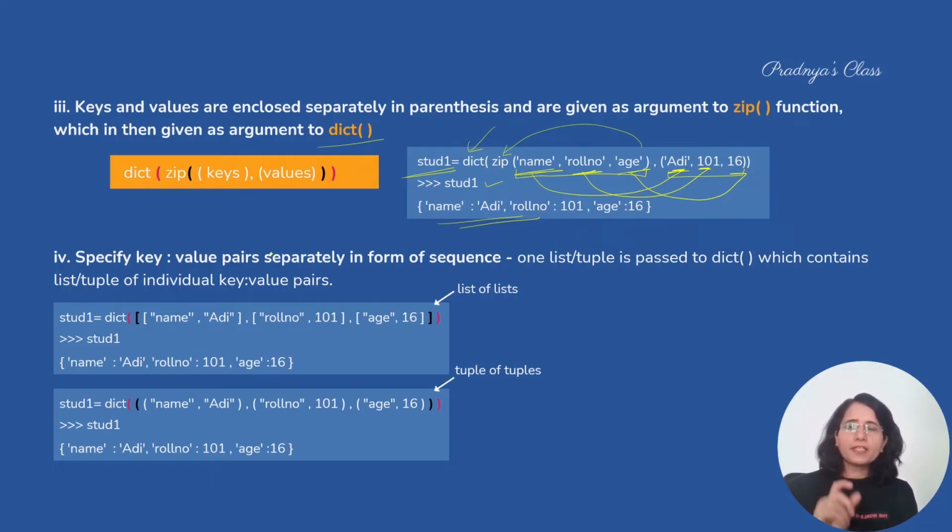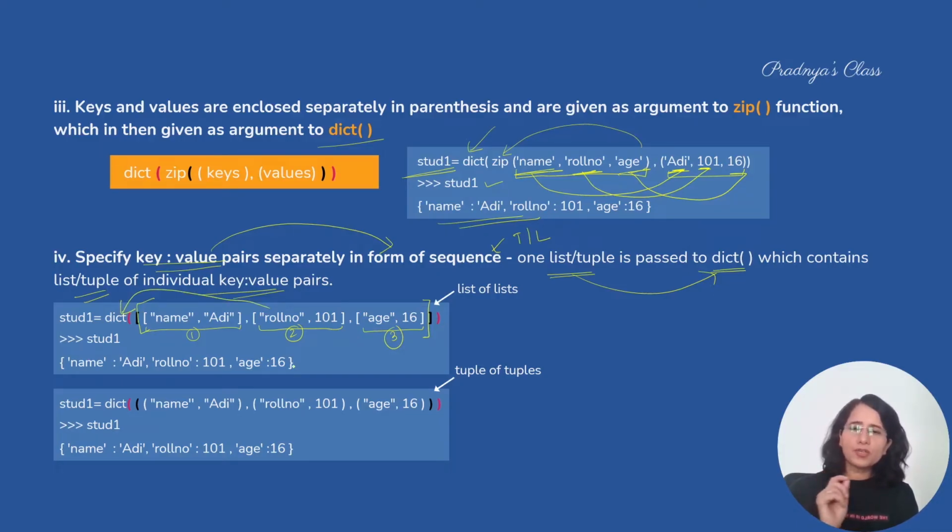There is one more way of passing an argument to the dict constructor. In this form, we have to specify the key value pairs separately in the form of a sequence, which can be a tuple or a list. So actually we pass one tuple or list to the dictionary which consists of a list or tuple of individual key value pairs. Let's try to understand with this example. This is one list of key and value, this is the second list of key and value, and this is the third list of key and value, and these three lists are enclosed in one list. So you can see here there is one more square bracket. Now this whole argument is passed to the dict constructor. So actually it is a list of lists.